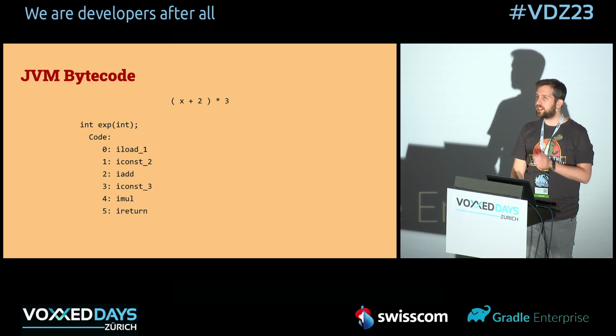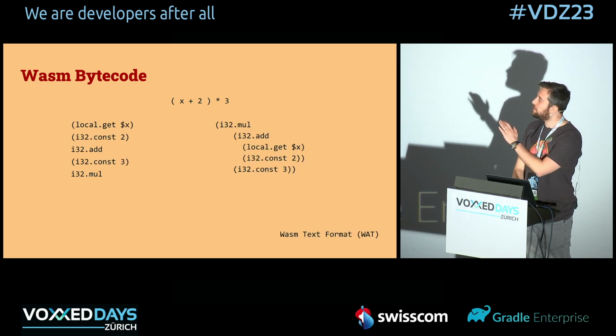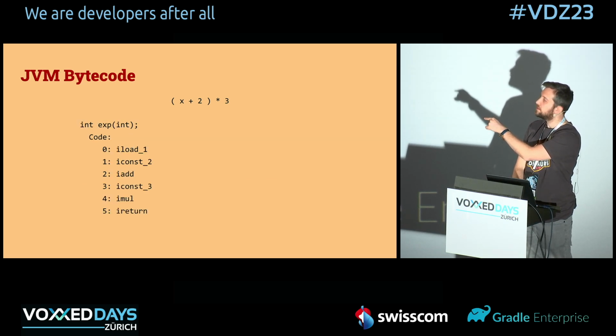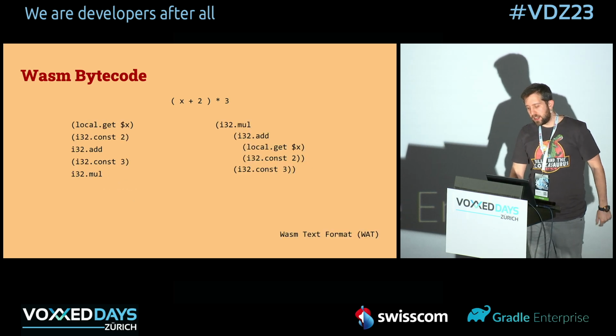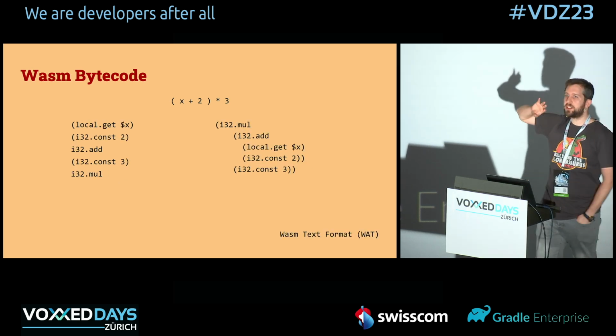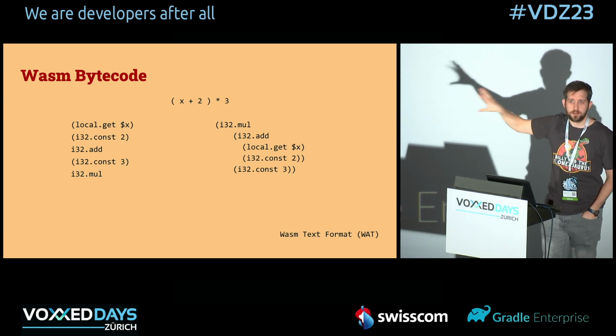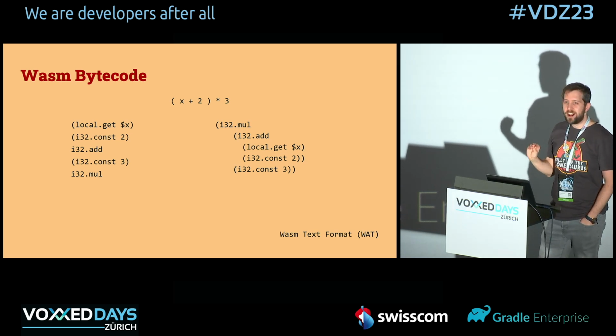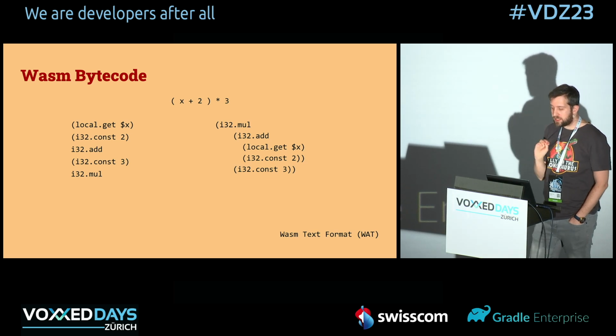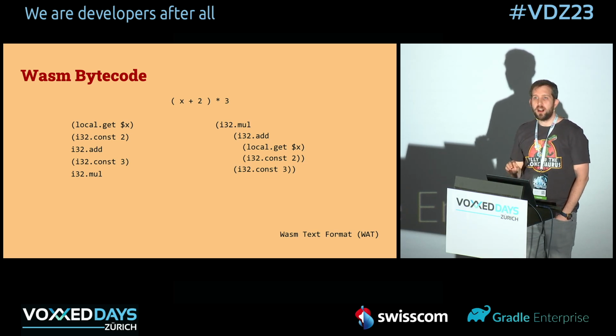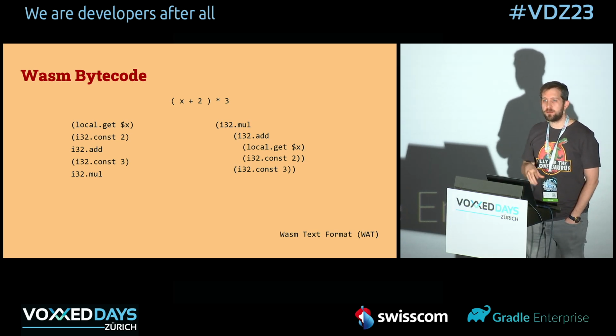What about WebAssembly bytecode? If you take a look at the left, you'll see that it's pretty much the same. Get value x, constant 2, add, constant 3, multiply. Same thing. The interesting thing happens on the right. There's a different representation. This is called the Wasm text format, or WAT for short. On the right-hand side, you'll see a different representation that is reminiscent of Scheme and Lisp.